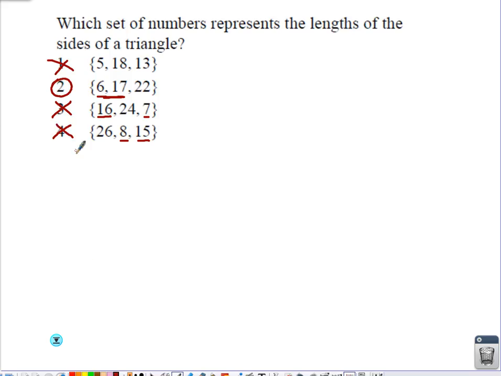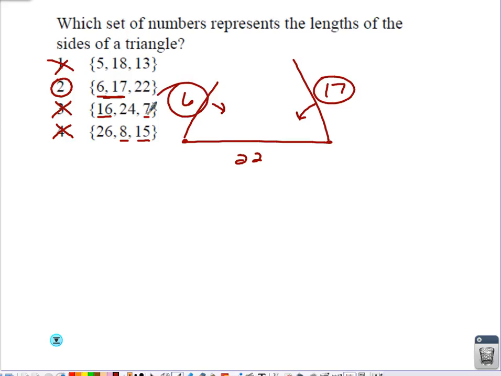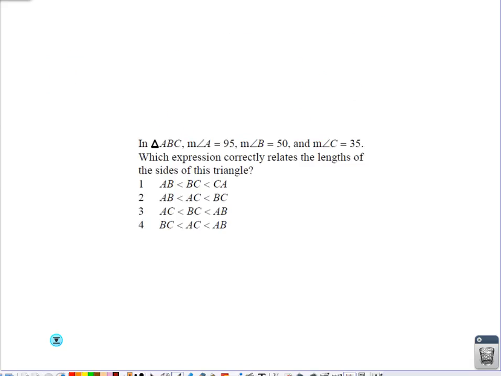Not okay. The two shorter sides have to add up to be bigger because, once again, if we drew it, if this were 22 and this was 6 and 17, if you start folding that in to form a triangle, if these were smaller than 22, they're going to fold in completely. 6 and 17 will hit before you get 22.